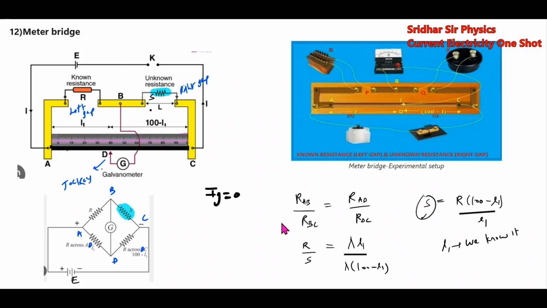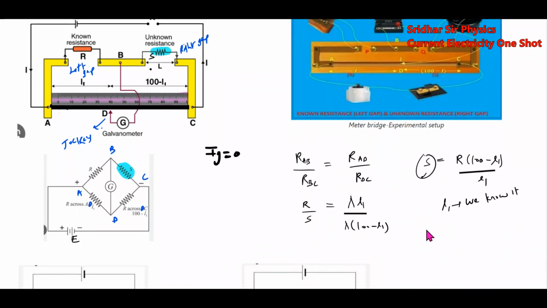Then once I know the resistance S, I'll calculate the rho. I'll measure the length L and area of cross section pi r square. I know the resistance S. I know the length of this wire L, it is indicated here. I know the radius of this wire also. I'll get the resistivity. Resistivity will be given by S pi r square by L. Like this, we can find out the resistivity of that particular material. This is the basic idea of the meter bridge. It works on the Wheatstone network.